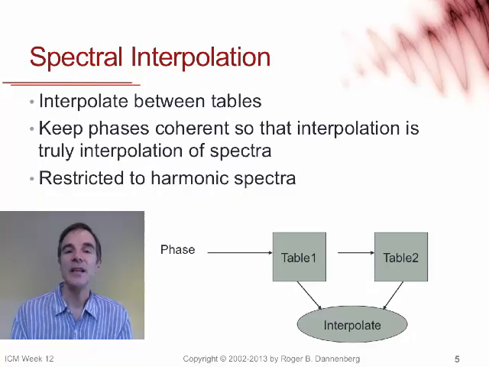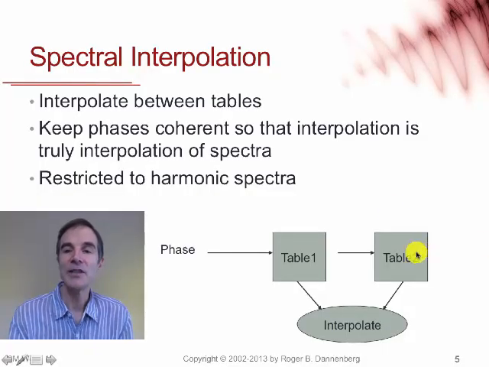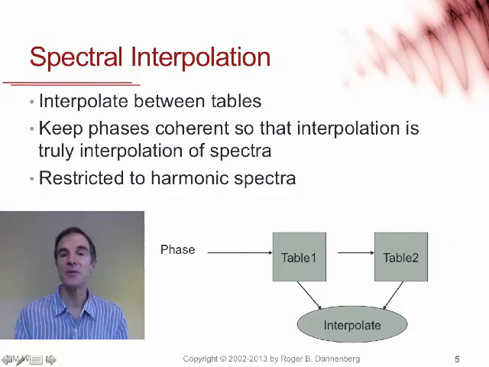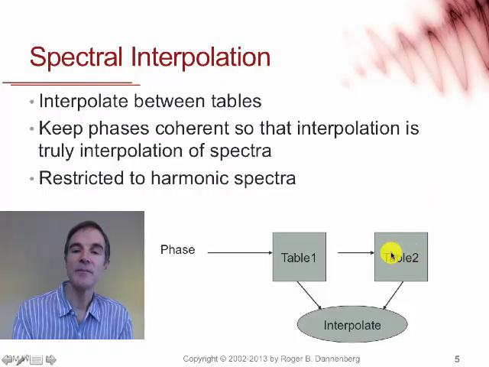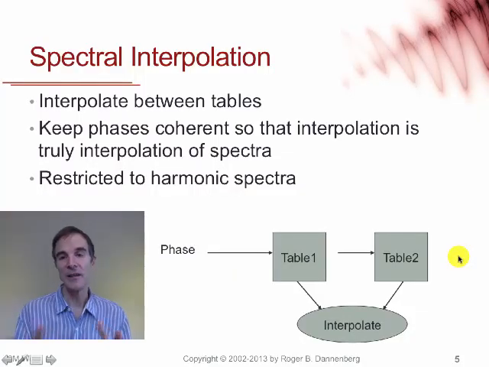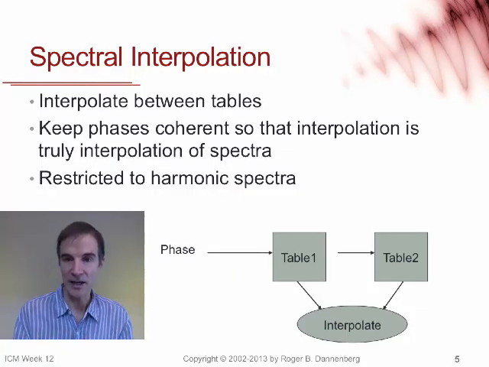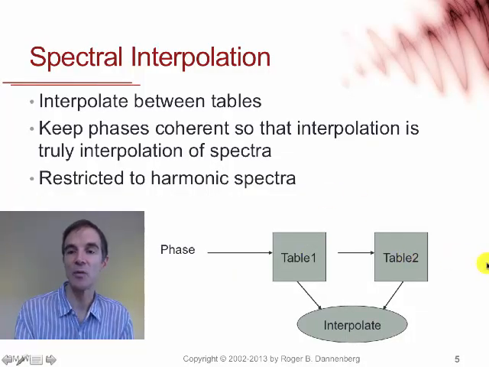So the computation looks like this picture down at the bottom. We compute the phase once, but we do two table lookups, and then we interpolate the result. And this method is restricted to generating harmonic spectra, but as you can see, by putting different spectra into different tables, we can get spectral change over time just by changing the relative weights on table 1 and table 2.